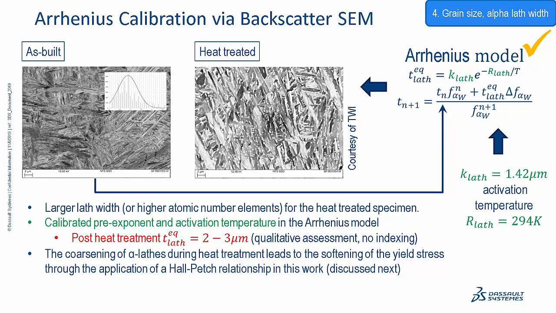These are obtained by backscatter SEM images at the end of printing and at the end of heat treatment. The two samples show that the alpha lath width of the heat-treated sample is larger. So we use the as-built experimental statistical distribution data to perform the parameter calibration of the empirical Arrhenius model here on the right. In the subsequent heat treatment, we use this model to simulate the growth of the alpha lath width.